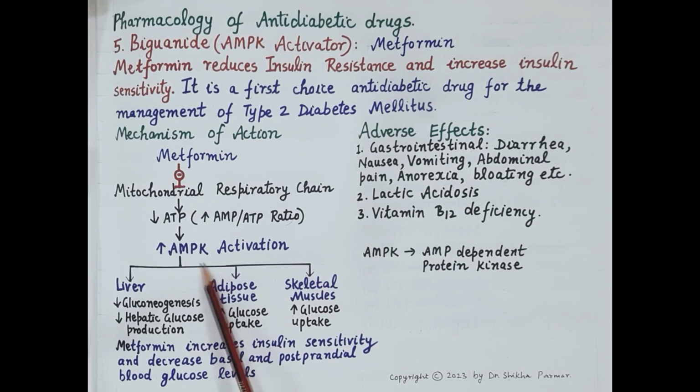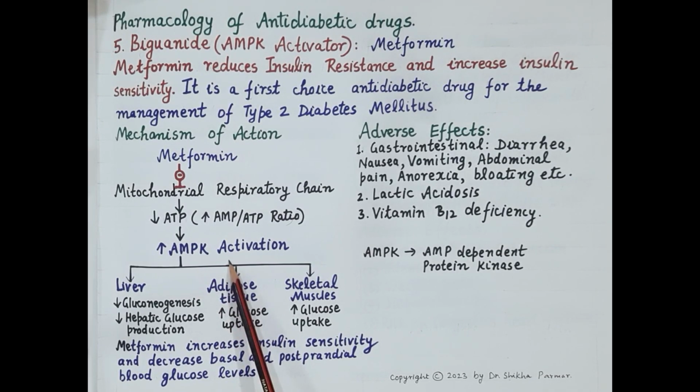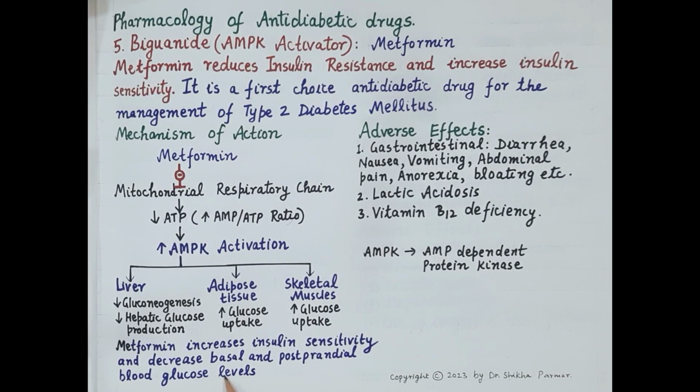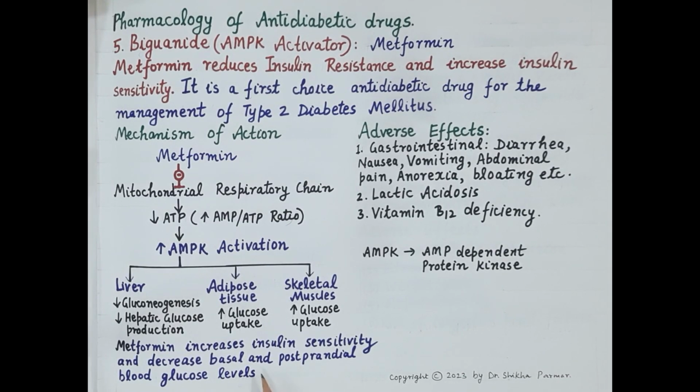Thus, metformin, by activating AMP-dependent protein kinase, increases insulin sensitivity and decreases basal as well as postprandial, that is after meal, rise in the blood glucose levels. And it is used for the treatment of type 2 diabetes mellitus. Now, adverse effects. Now, gastrointestinal adverse effects are the main adverse effects of metformin, and these include diarrhea, nausea, vomiting, abdominal pain, anorexia, that is loss of appetite, bloating, etc.